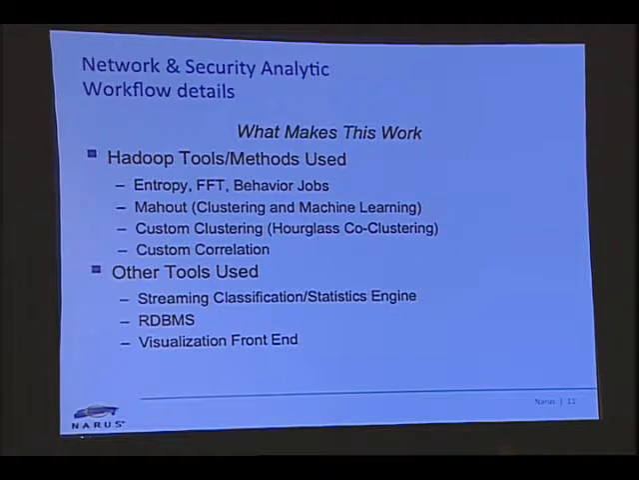So what makes all this work? The standard Hadoop tools that we used were entropy, FFTs, fast Fourier transforms, and behavioral jobs to find some of the infected hosts. We also use a lot of machine learning and clustering to find similar hosts. Anyone that behaves like one of those suspects gets grouped in with the suspects. This is mostly useful in finding the polymorphic worms and polymorphic viruses that are out there and becoming more and more popular. We can't rely on the payload being the same each time, but there's enough behavioral similarities that we are able to use that as a key to actually find more and more of the infected hosts.